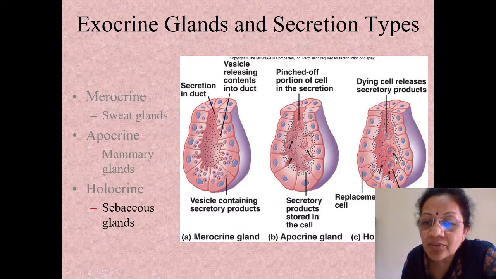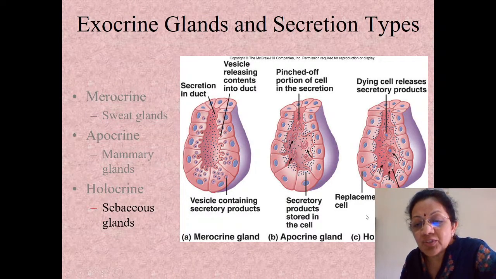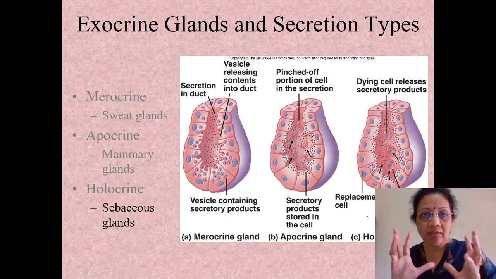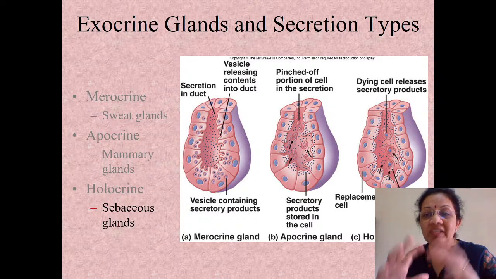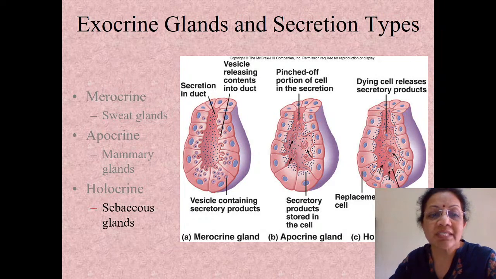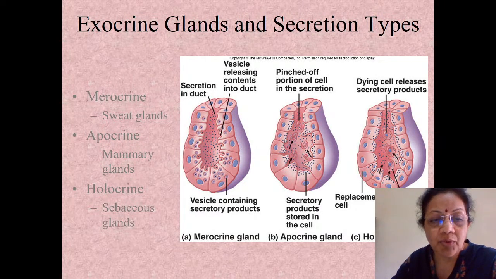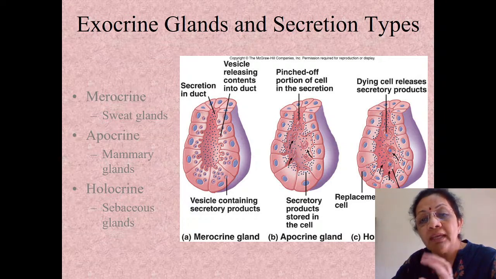The cell is shed into the duct. And a basal cell, which was till now not doing anything, is by mitosis going to replace the surface cell which is being lost. Holo means complete. Holos is complete. So it is complete destruction of the cell to be able to empty the products. These are three ways in which secretion can happen, and exocrine glands can be classified like this.